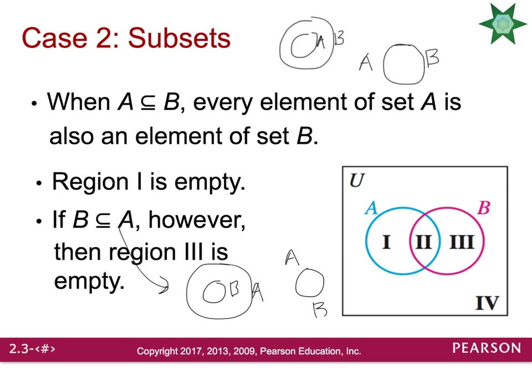Okay. But in either case, there's not going to be anything in region 3 because everything that's in B is in A. Remember, when B is a subset of A, that means everything that's in B is in A. So there isn't anything in B that's not in A. So this region 3 would be empty if B was a subset of A.